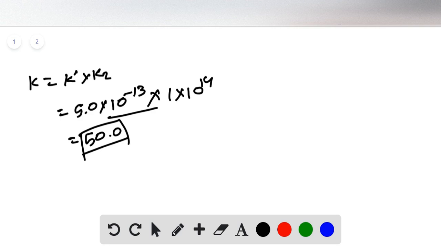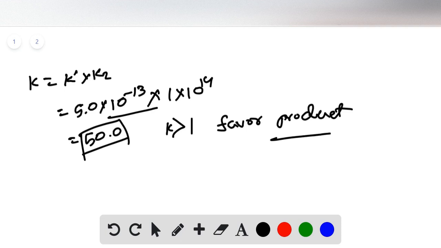And we know that if an equilibrium constant value is greater than 1, then it will favor product over reactant. And that means this equilibrium we are given here will favor product over the reactant.